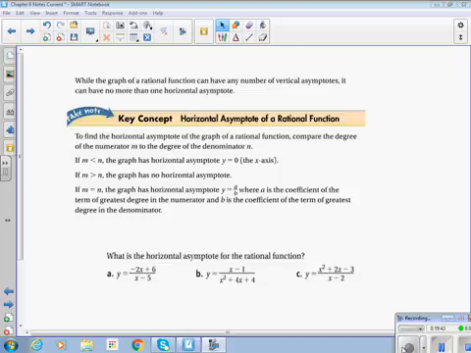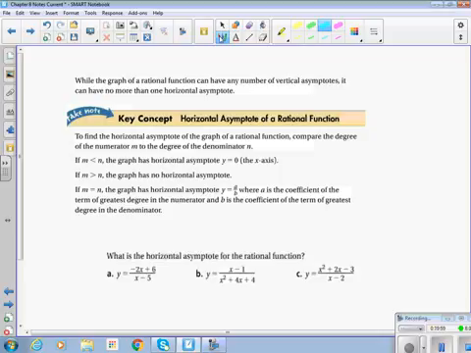All this talk of vertical asymptotes, what about the horizontal ones? Side to sidesies. Where are those? Well, the graph of a rational function can have any number of vertical asymptotes. It can have no more than one horizontal asymptote. Thank goodness, because that sounds like more work if we got more than just one. We can only have one horizontal asymptote. Okay, so let's figure out if we got one or none.